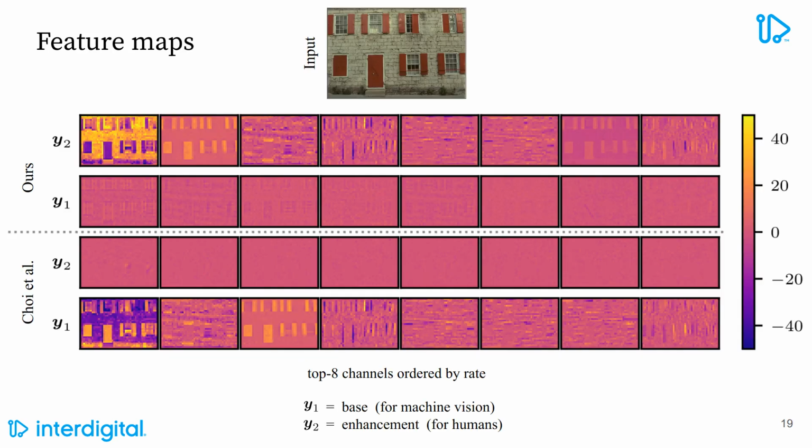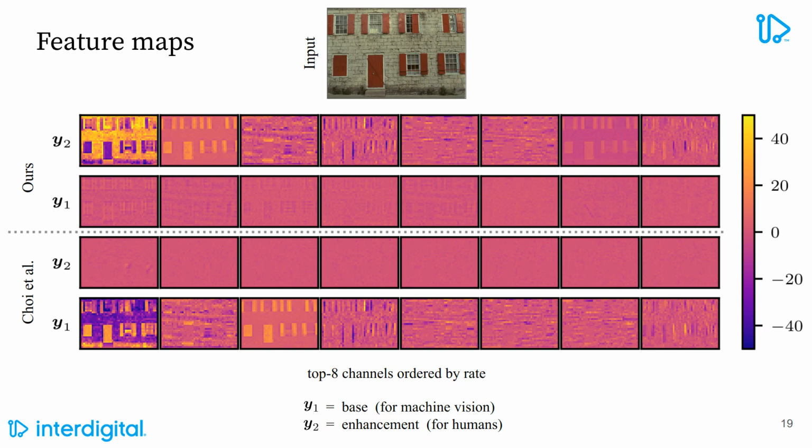This figure shows the feature map of the latents y1 and y2 for both our scalable models and Choi et al.'s derived from the given input image. The top 8 channels of each latent are displayed in terms of their bitrate cost, and they are sorted in descending order. That is, the channels to the left have the highest bitrate cost under the respective entropy models. Notice that in our model, the base latent y1 is specialized with the machine vision task and contains less image-like structures that would be relevant to humans. That information is instead allocated within the enhancement latent y2, which is intended for human vision.